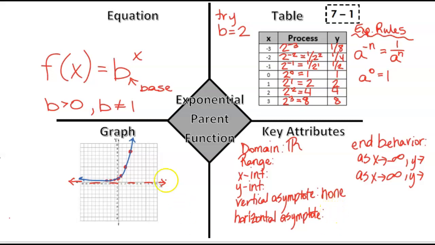Most people think there's a vertical asymptote right here. No, there's not, because if I were to continue this table, I'd continue picking x values. So if x were 4, 2 to the power of 4 is 16. And if x were 5, then 2 to the power of 5 would be 32. And if x were 6, I could just keep going.